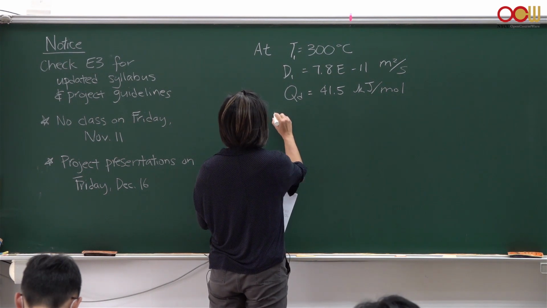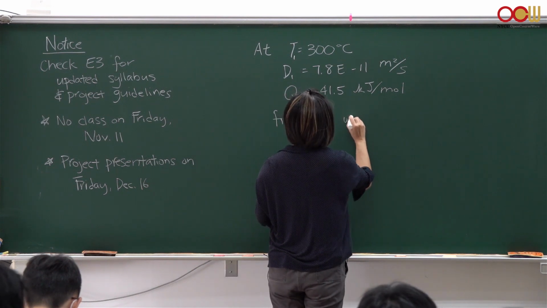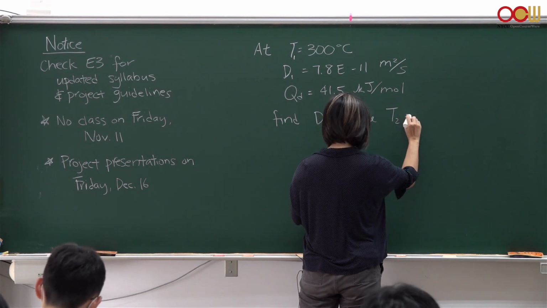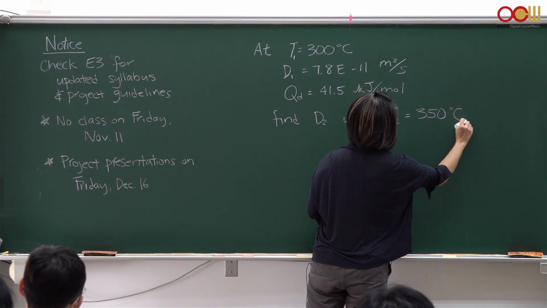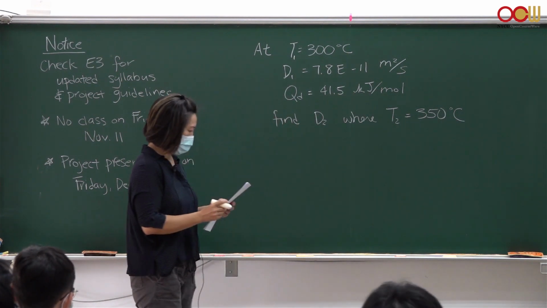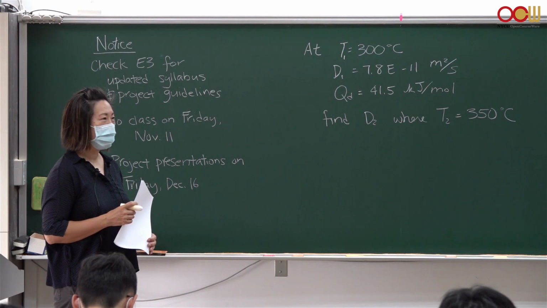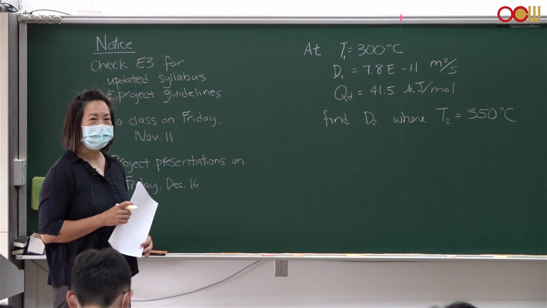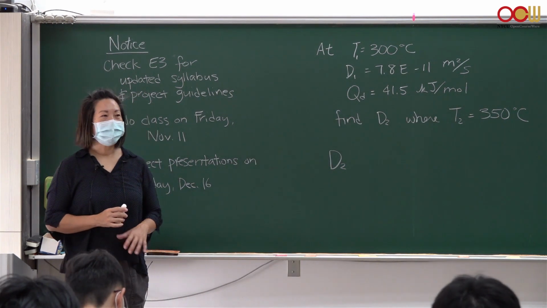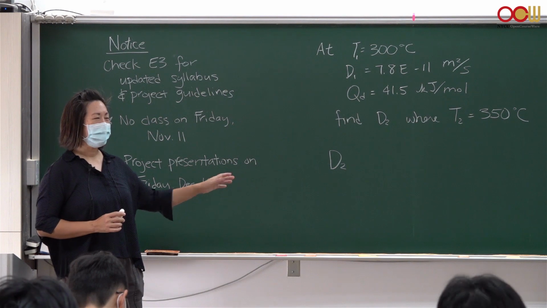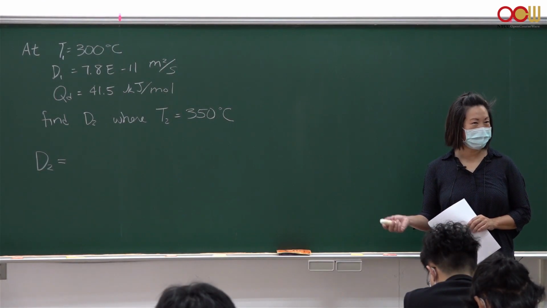Okay, you find D2, where the temperature is 350 degrees Celsius. Okay, go ahead and work on this, and then we'll go over the answers you get. And you can raise your hand once you have the answer. I'll write it on the board. I can show you how I approach the problem.